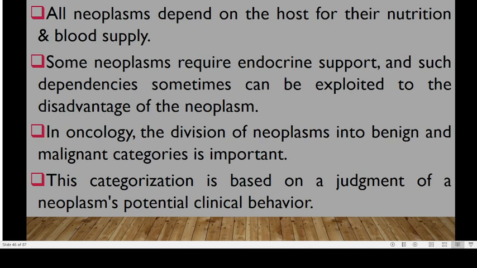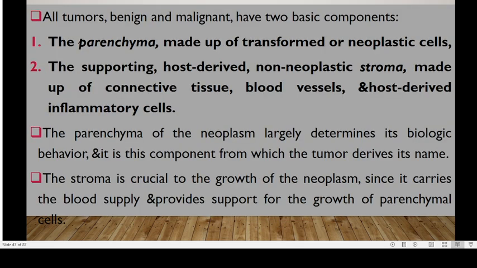In oncology, the division of neoplasms into benign and malignant is very important. This categorization is based on the judgment of the neoplasm's potential clinical behavior. So all tumors, whether benign or malignant, will have two components. One is the parenchyma, which is made up of the transformed or neoplastic cells, and the other is the supportive host-derived neoplastic stroma, made up of connective tissue, blood vessels, and host-derived inflammatory cells.